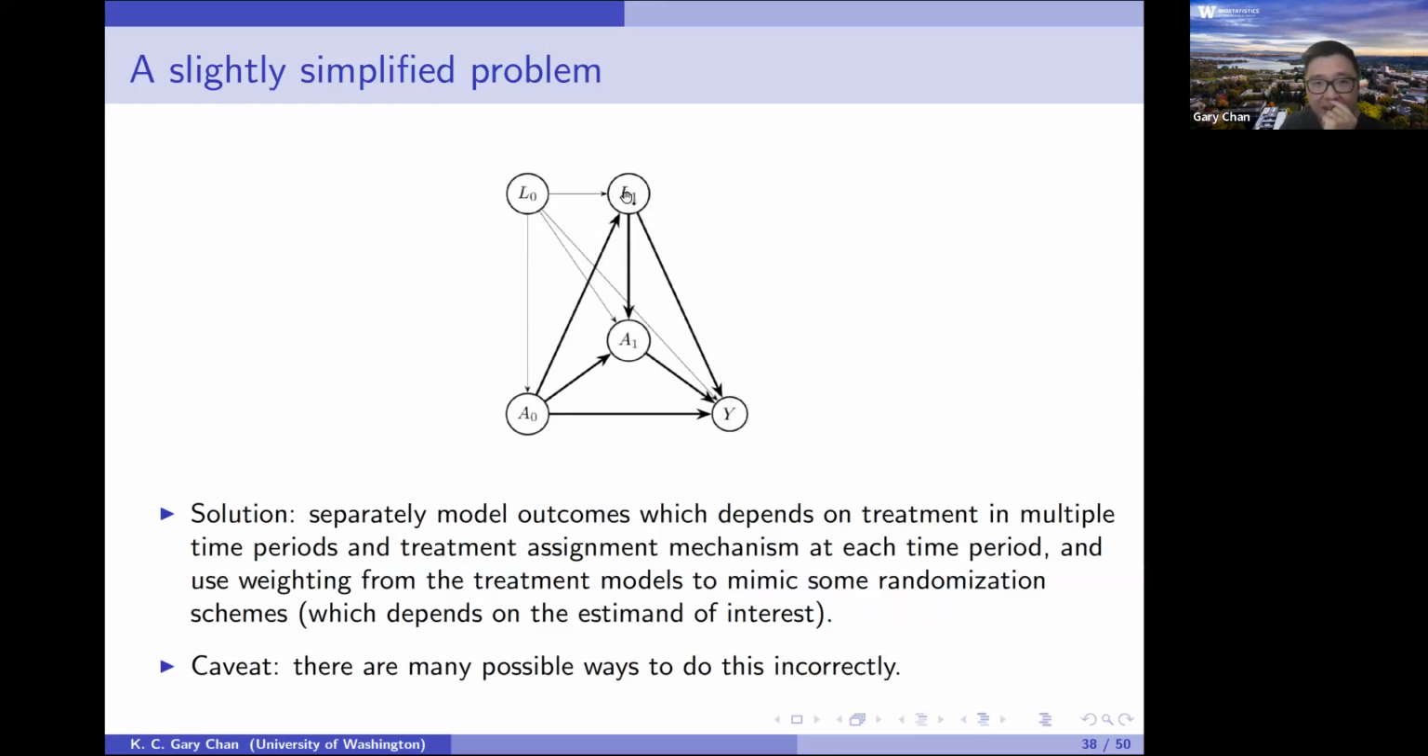So if you look at the effect of A0 on Y, then L1 is a mediator. But if you look at A1 to Y, L1 is a confounder. So this is sometimes called a confounder mediator, or a confounder feedback loop, or there are a few names attached to this. This creates a problem.